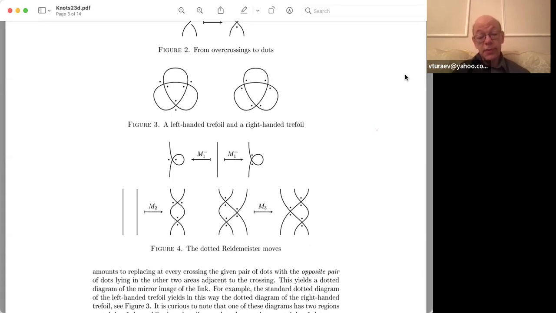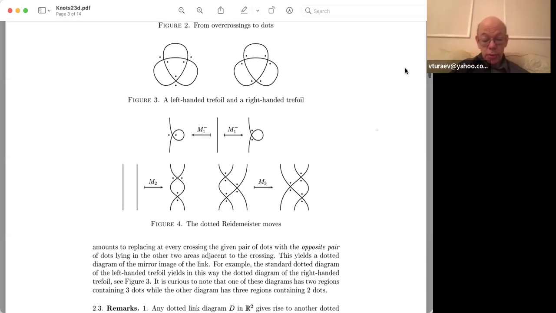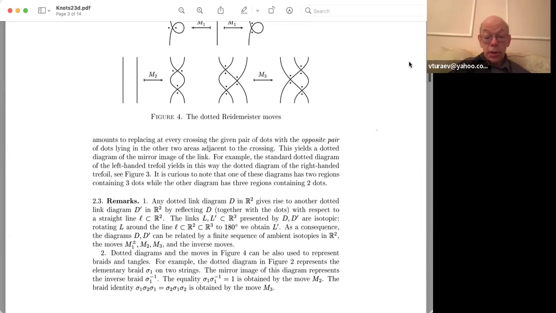It's enough to have one, because the opposite region at this crossing is automatically recovered. But just for the sake of equilibrium, I'm going to use two dotted pictures. All right.